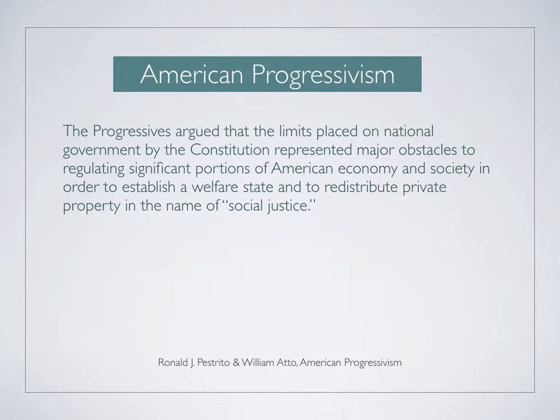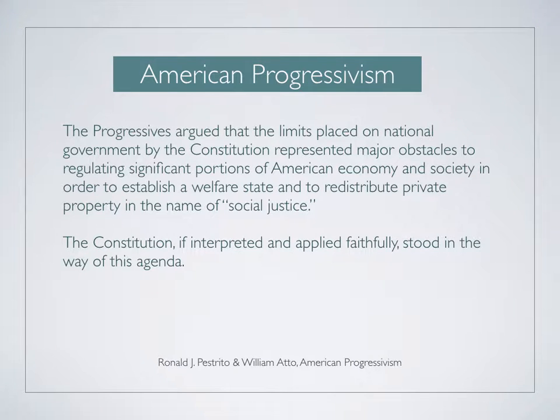The progressives argued that the limits placed on national government by the Constitution represented major obstacles to regulating significant portions of the American economy and society in order to establish a welfare state and to redistribute private property in the name of so-called social justice. The Constitution, if interpreted and applied faithfully, stood in the way of this agenda.